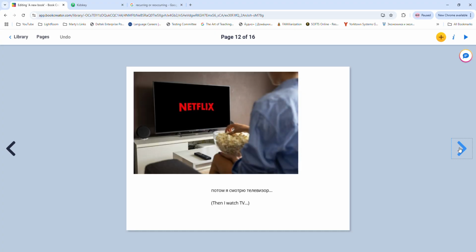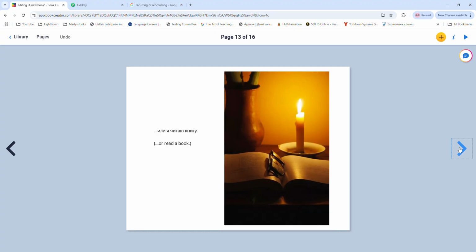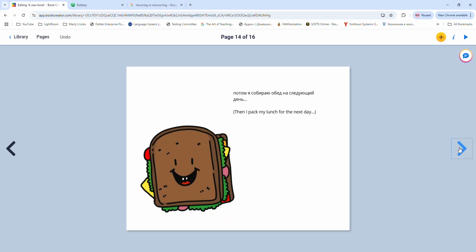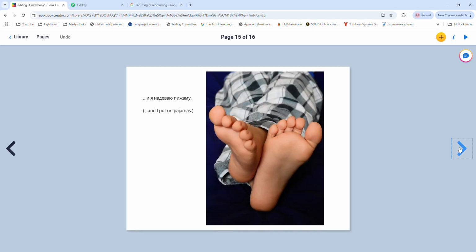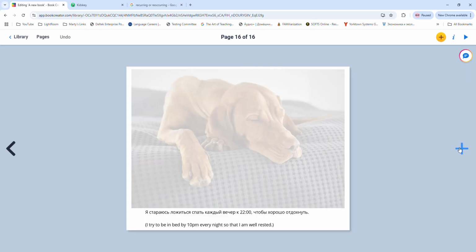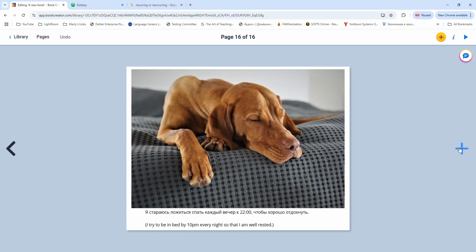And then I watch TV or read a book, читаю книгу. Then I pack my lunch for the next day, собираю обед. And I put on PJs, надеваю пижаму. And I try to be in bed by 10 p.m. every night so that I'm well rested. Ложусь спать, стараюсь отдохнуть.